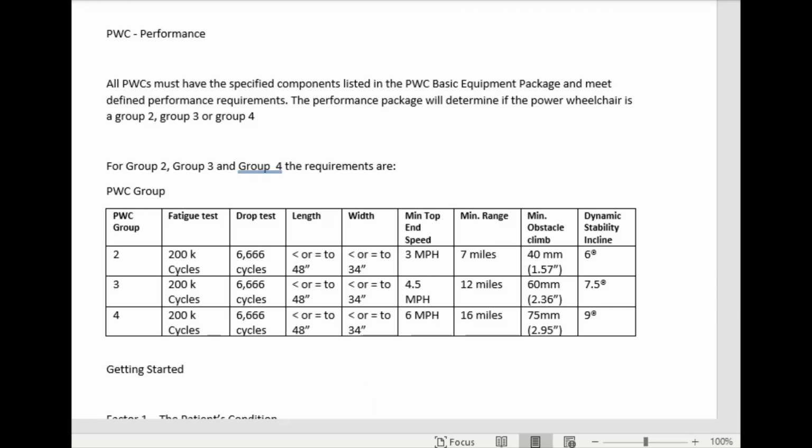Many times you'll have a motorized wheelchair where some manufacturers have told me they had to dumb the chair down a bit. It was too fast and went into the wrong group that they were aiming for, so they had to make it slower. Let's say it came in as a group 4, which Medicare doesn't really provide. They only provide group 2 and 3, so the manufacturer had to lessen the miles per hour, the range, and so on.